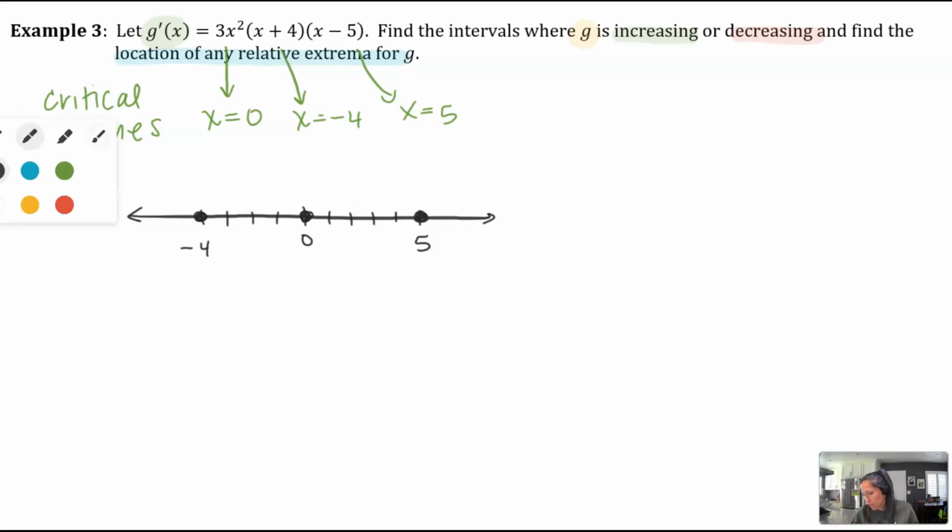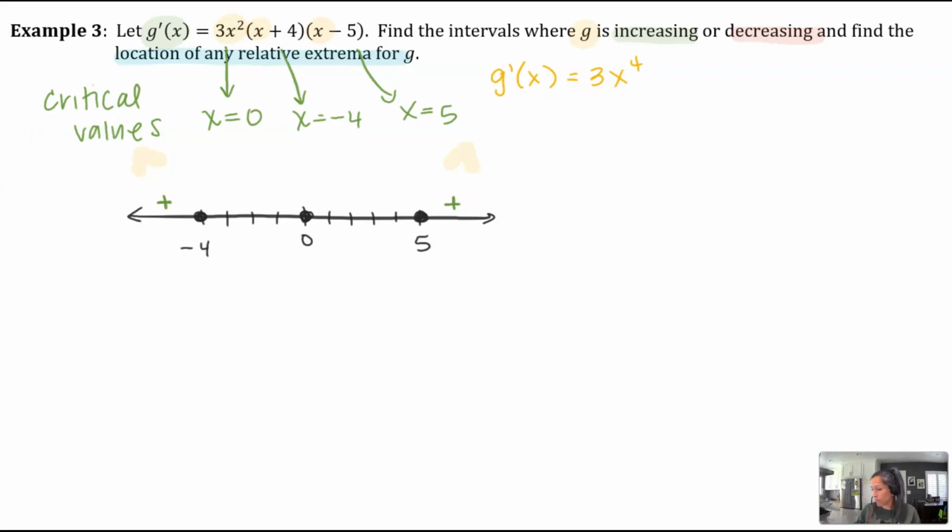So let's think about this. Well, you know me, I don't love test values. I like being clever. So I'm going to think about what the leading term of this would be. So the leading term of my g prime of x would be 3x to the fourth, right? We get the 3x squared times an x times an x. So I have a positive leading coefficient and an even degree, which means the end behavior of this function is going to open up just like a parabola would. So I already know some stuff. We're positive here. We're positive here.